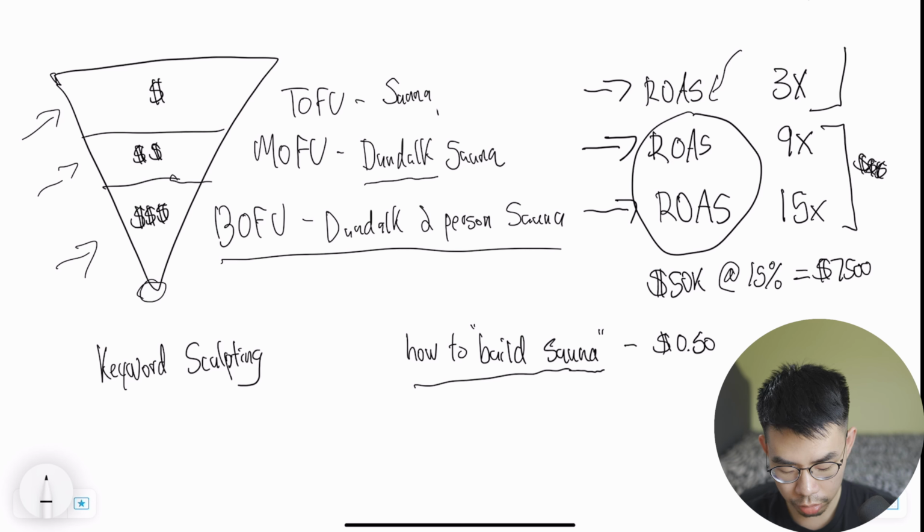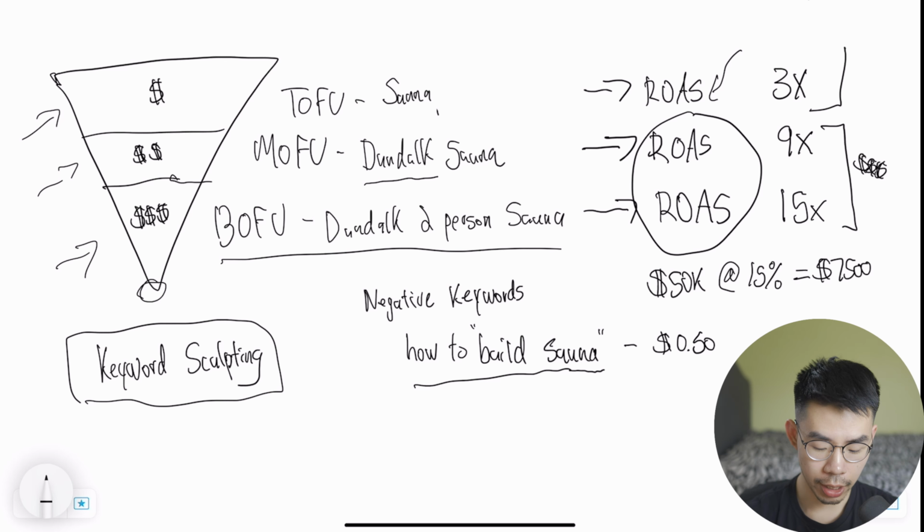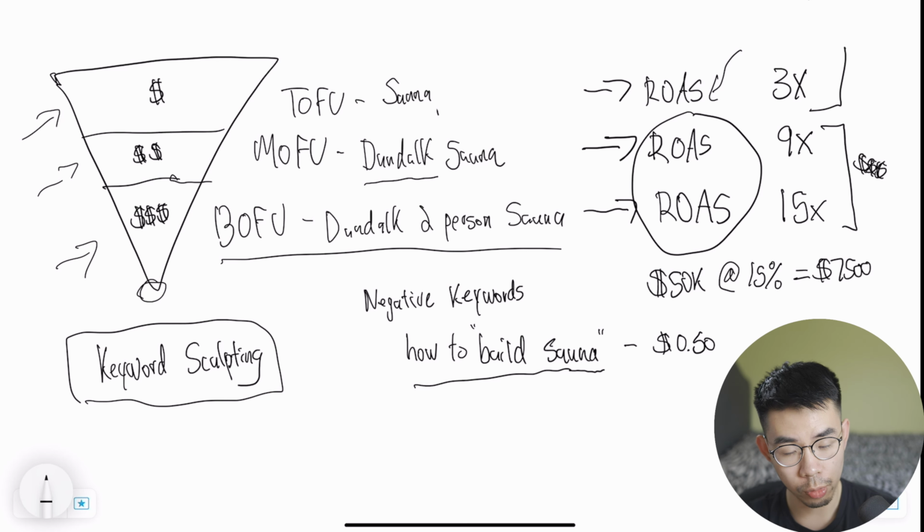So you want to use keyword sculpting to remove keywords in the process called negative keywords. You want to find keywords that are not related to your product or your service, and use negative keywords to remove those out of your campaigns. And the best way to do that is by actively looking at your campaigns each and every single day and finding those search terms that are unrelated to your products and removing them.